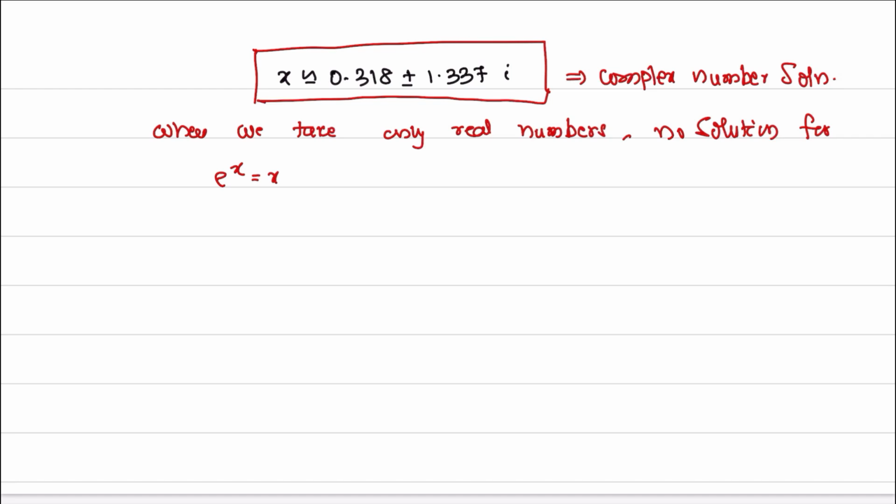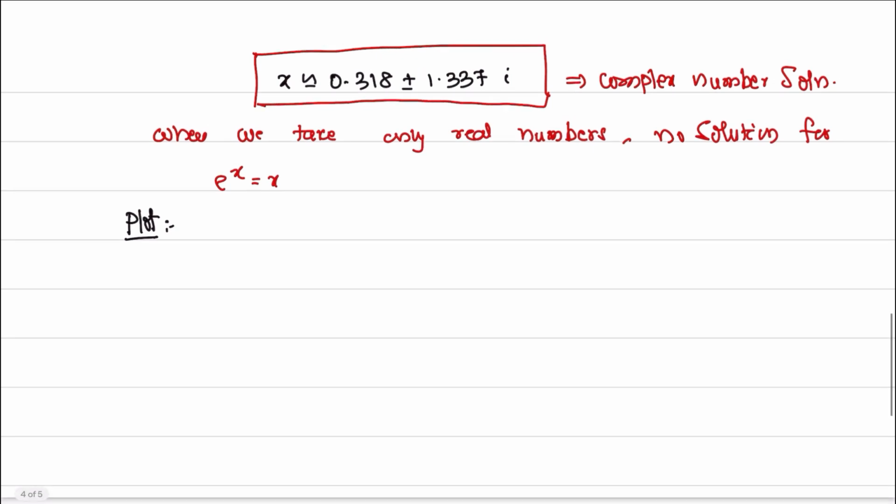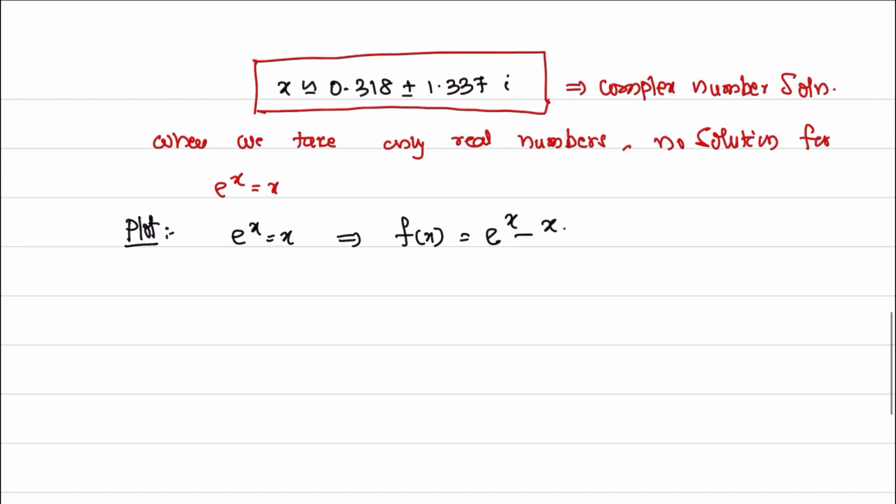Now we have to plot function f(x). It has no solution, but we can plot it. Now the next part is how to plot it. What is the given equation? e to the power of x is equal to x. That implies function f(x) is equal to e to the power of x minus x. Now let us try to draw the graph.